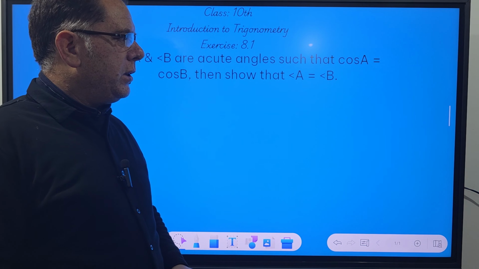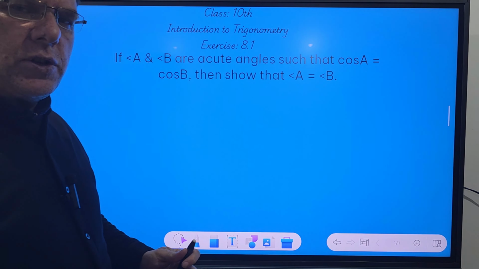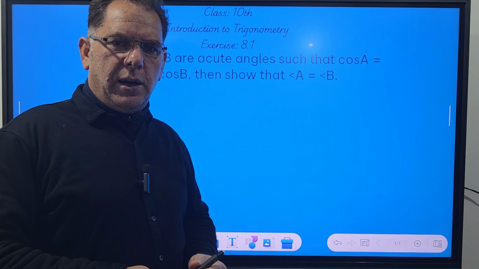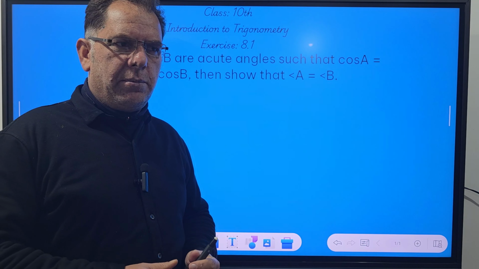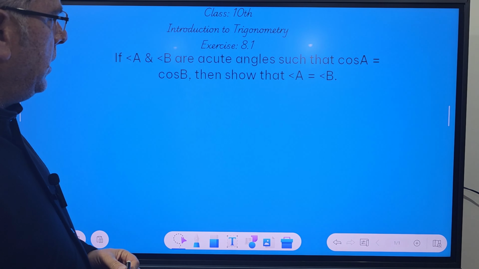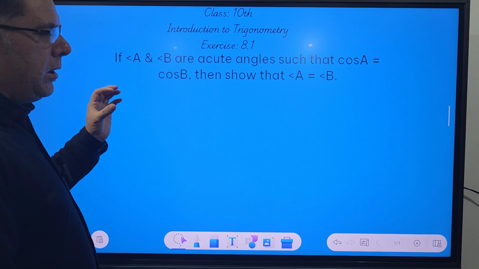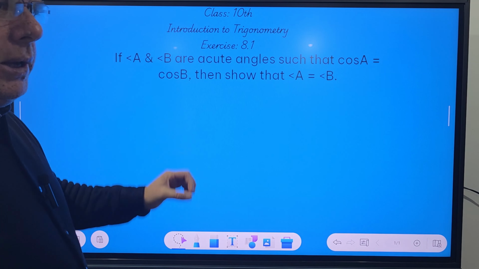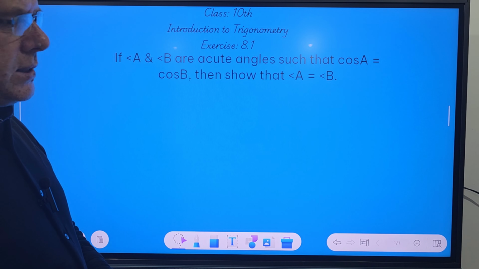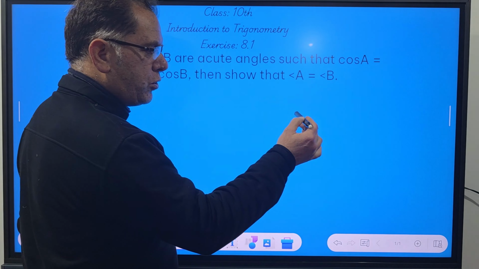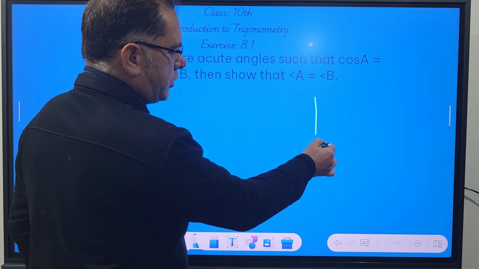So this is the question, and it will be a very interesting and very useful video for you, and you'll understand very easily since this question is very easy. So first of all, we are given that angle A and angle B are two acute angles. So it means that we have to draw the triangle first.